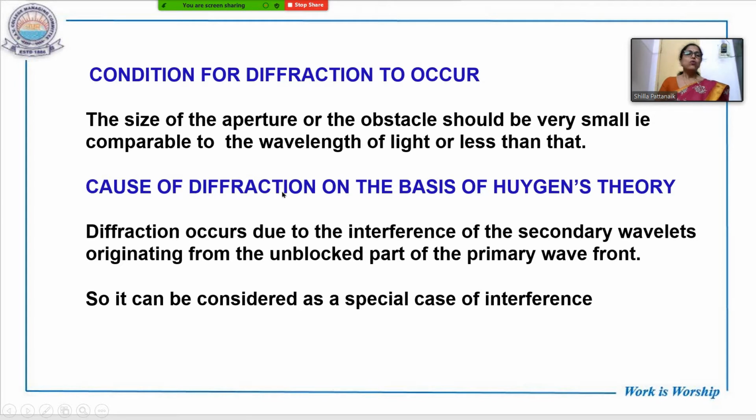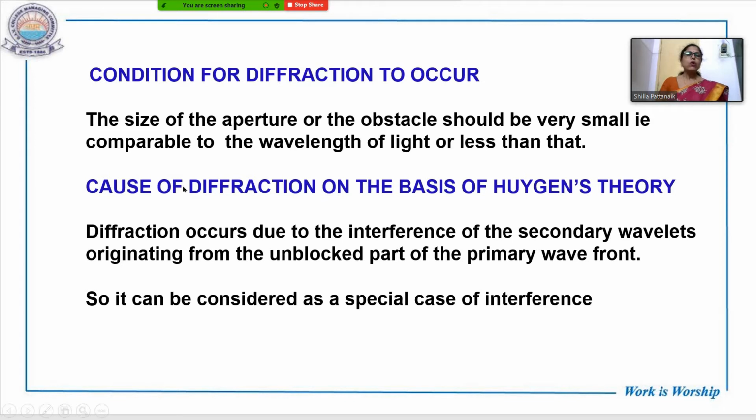But what is the cause of diffraction on the basis of Huygens theory? So can you tell me how interference occurs? When does interference occur? Superposition between the two primary wavefronts originating from two point sources, isn't it? Yes. Interference occurs due to superposition of two primary wavefronts originating from two point sources.